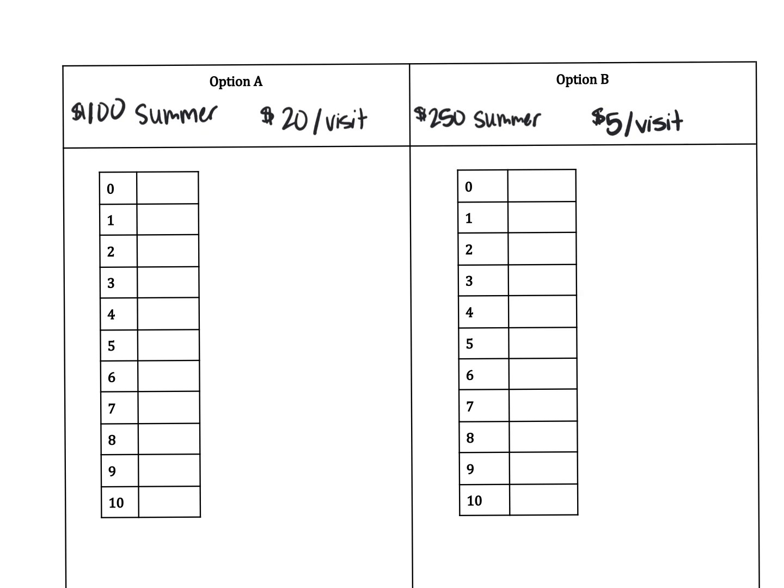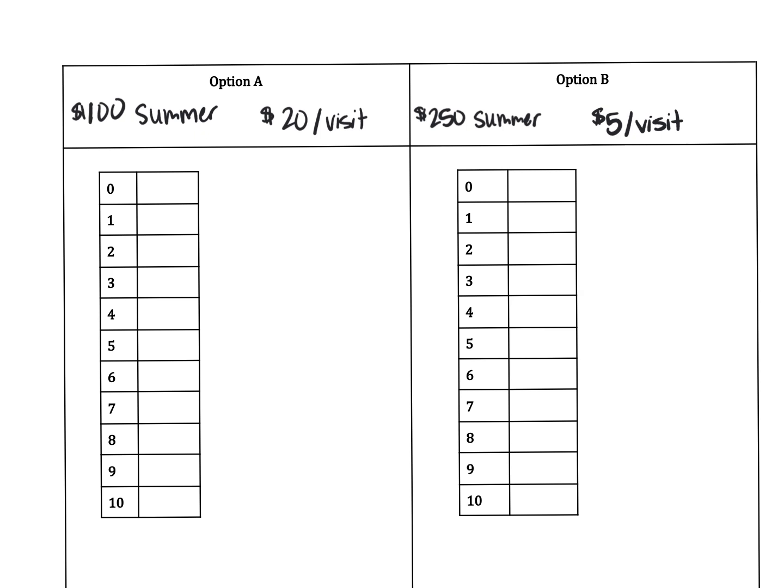So, being mathematically minded, we decide, let's make ourselves a table and see if that helps us figure out which option might be better. So I've set up our tables for us. For option A and option B, we have tables for 0 to 10 visits. And let's see if that helps us figure out if either one might be advantageous.